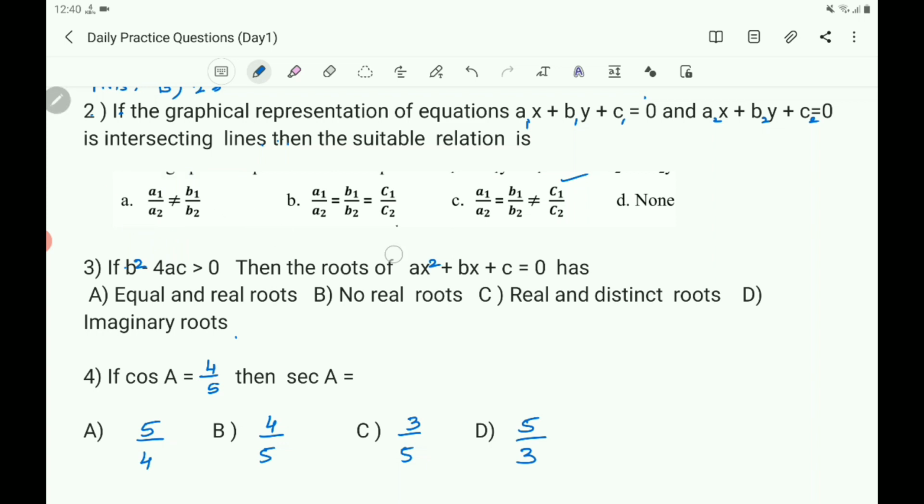So let us write the answer. Answer: a1 by a2 is not equal to b1 by b2.